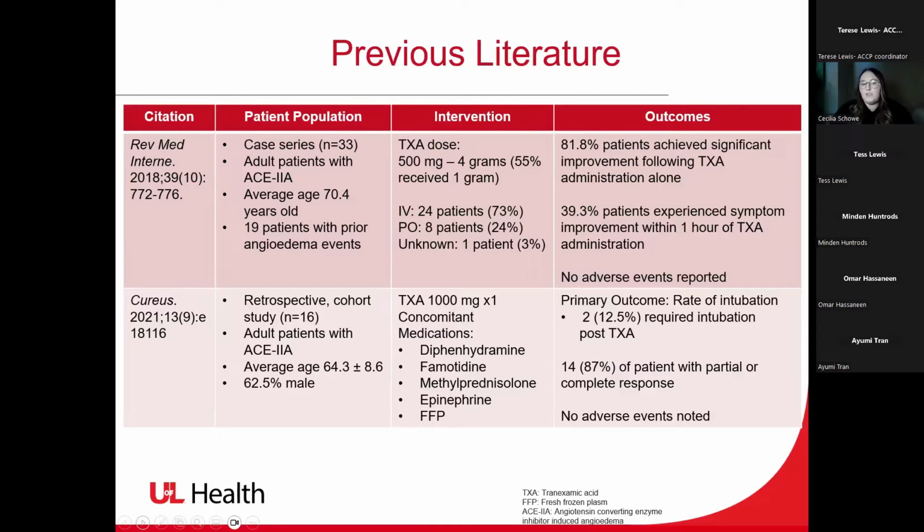Finally, there was one small retrospective study published with 16 patients with similar baseline characteristics as our case series and case reports. Similar concomitant medications, they all received TXA at 1 gram. And the only thing really different here is they did receive FFP for some of their patients. And they specifically looked at a primary outcome of rate of intubation and found that about 12.5% of patients required intubation post-TXA. But they did conclude, though, that 87% of patients had partial or complete response. And they also noted that there were no adverse events.